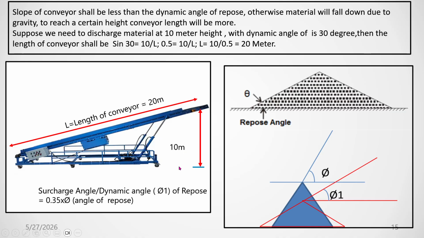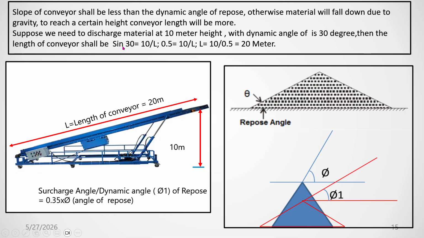Suppose you want to discharge a material at 10 meter height. Then what will be your conveyor length? Suppose the dynamic angle of repose is 32 degrees. Then you have to make the conveyor slope less than 32, say 30 degrees.